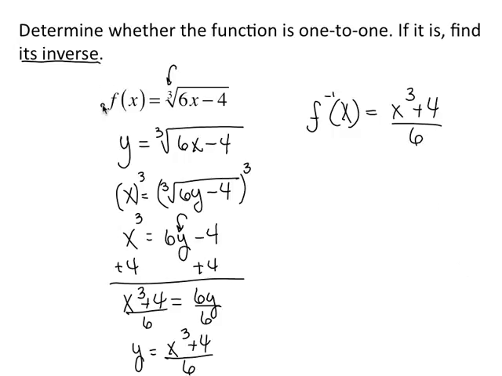So the first thing is to determine whether the function is 1 to 1. And in general, if you have an odd exponent here or an odd index, then the function is 1 to 1. Then we replace the f of x with y, and then we change the x and the y, we solve for y, and then we replace the y with the inverse function notation.